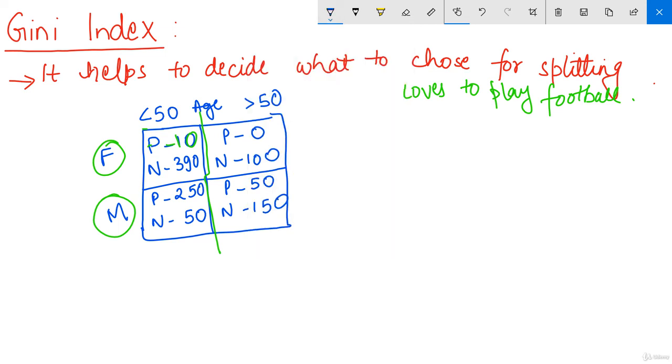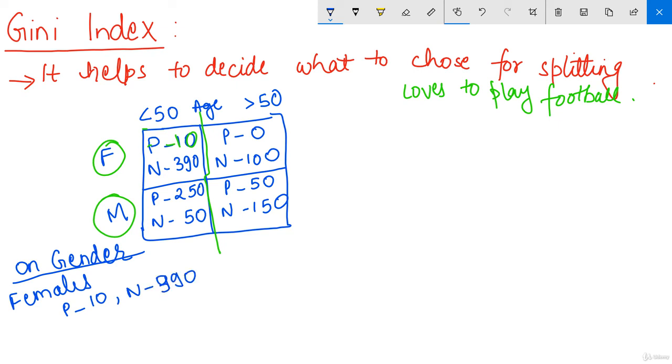I hope now you are clear up to this. It is not that complicated. So if I want to split it on the basis of gender, let's take females first. 10 females play football, 490, sorry, 390 don't play football. No, no, yes, it's 490, sorry. Because if we are taking it on the basis of gender, we'll take the entire thing, not age. On age, we will take this part only. So 490 don't play. So total we have 500.